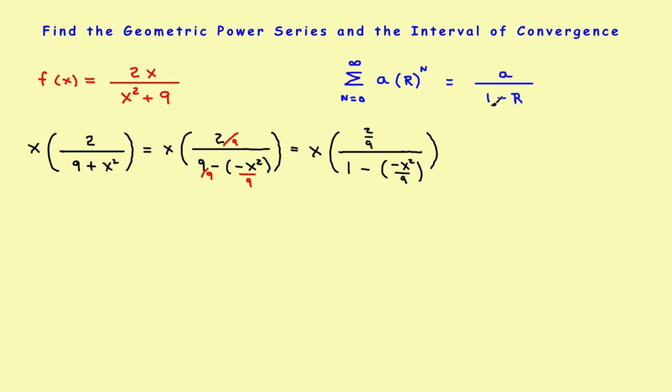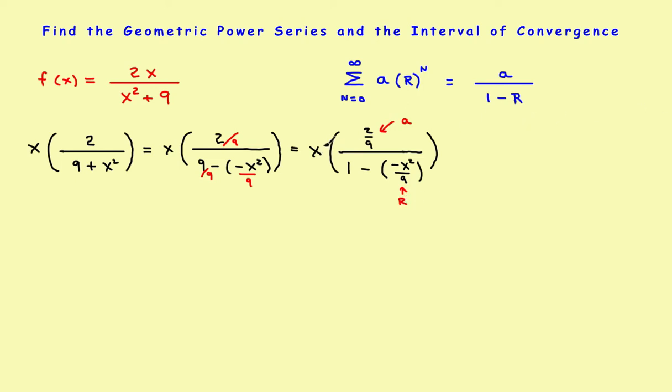Now at this point, got it in the right form. I needed a 1, I've got a 1. I need a negative, I've got a negative. And I'll take whatever I've got right here. It's just whatever is in the numerator is my a term, and whatever's in the parentheses is my common ratio.